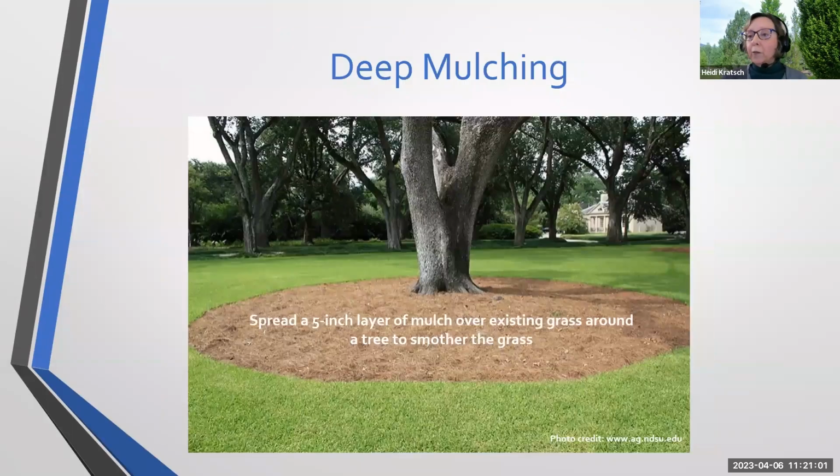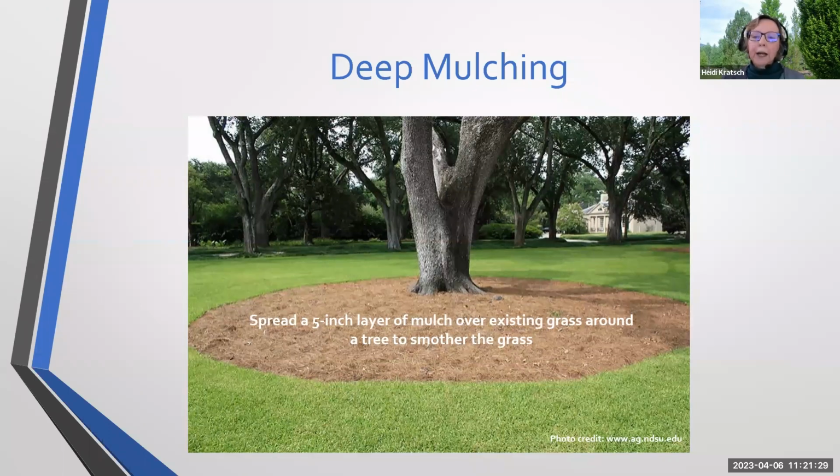Now, if that seems like too much work, and some of us are busy and we don't want to spend that much time, there is an easier process called deep mulching. Deep mulching is basically just applying a 5-inch deep layer of organic mulch around the root zone to smother the existing grass. And as with sheet mulching, deep mulch must be kept moist to allow for effective decomposition of the organic matter into the root zone.